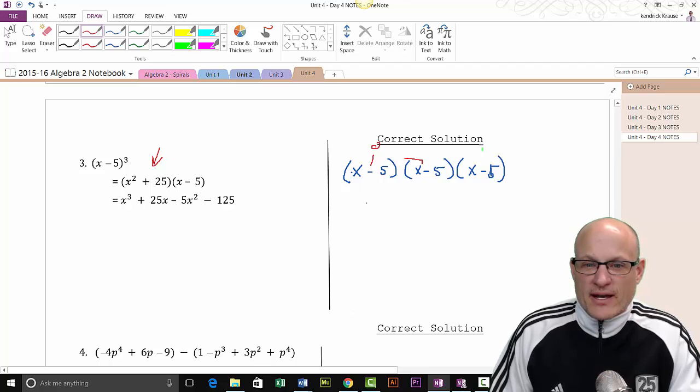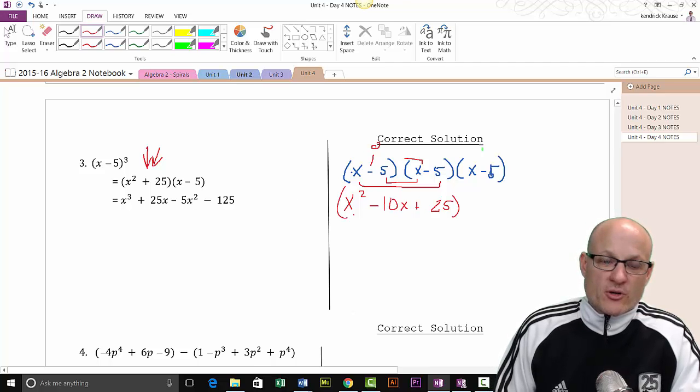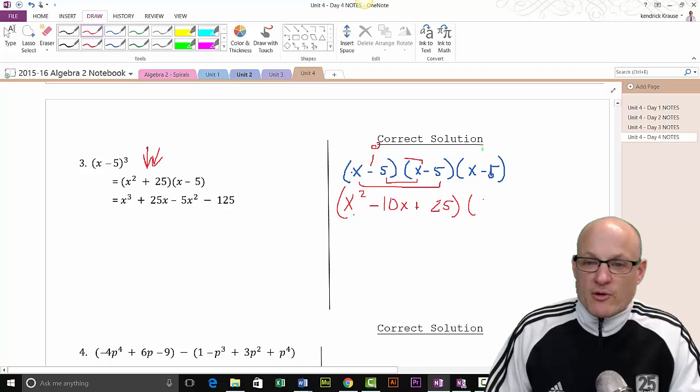So it is in fact x squared, but these two give me minus 5x, and these two also give me minus 5x. So that's minus 10x, and then plus 25. So you'll notice that they missed the middle term. There's no minus 10x. And then we multiply by x minus 5.